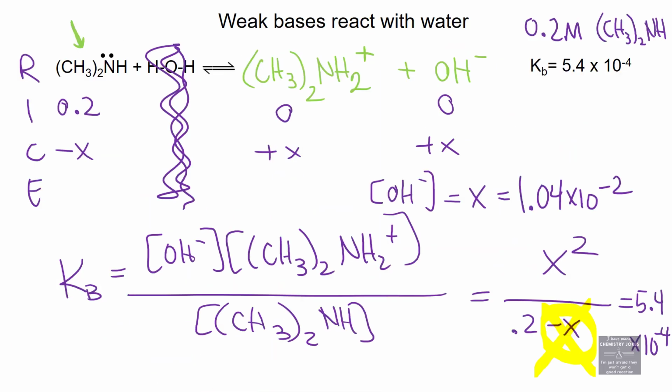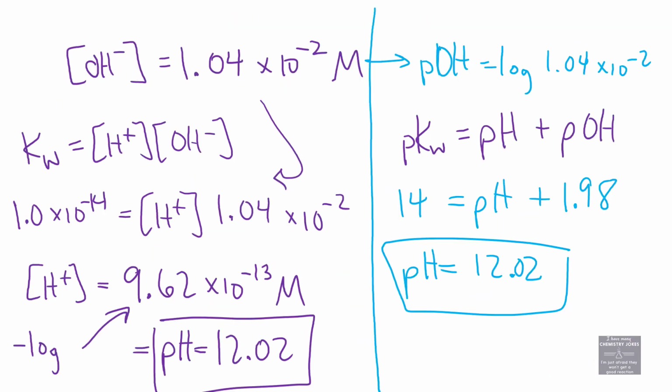Find the pH of a 0.2 molar dimethylamine solution. It's a base. It makes hydroxide in solution. You use a Kb value because it makes hydroxide. Then you can use your hydroxide to find pOH and then pH. Or you can use your hydroxide ion concentration to find your H+ concentration and then find pH from there. Either way, I don't care.